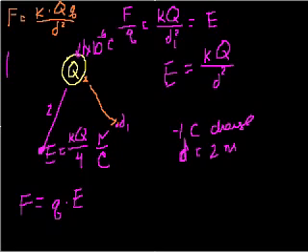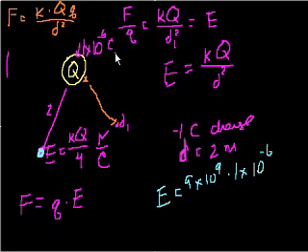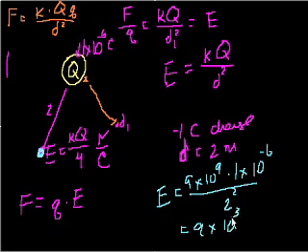And let me switch colors again. What's the electric field at that point? Well, the electric field at that point is going to be equal to Coulomb's constant, which is 9 times 10 to the ninth, times the charge generating the field, 1 times 10 to the minus 6 coulombs. And then we are 2 meters away, so 2 squared. So that equals 9 times 10 to the third divided by 4. So what is that? 2.5 times 10 to the third, or 2,500 newtons per coulomb.